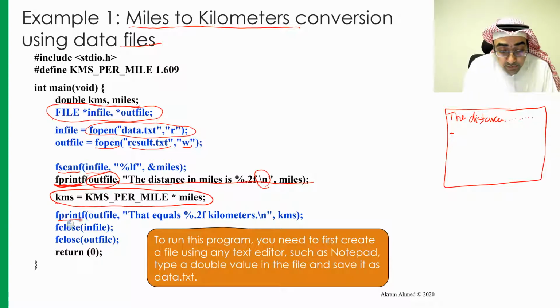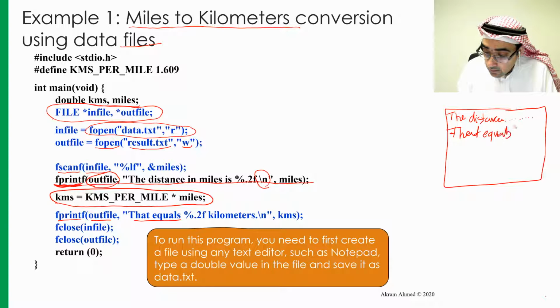So I ask it to print into the out file. Over here, the cursor is waiting in the output file. That equals to, so over here, it's going to write that equals to, and it's going to continue with kilometers, and it's going to write it, okay? So this is what's going to be written to this file.